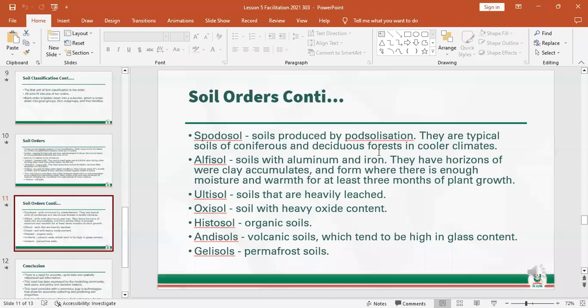Also, we have the Histosols. Histosols are soils with organic matter accumulation. Andisols are volcanic soils, which tend to be high in glass content. Gelisols are soils with permafrost, so they are high in permafrost content.